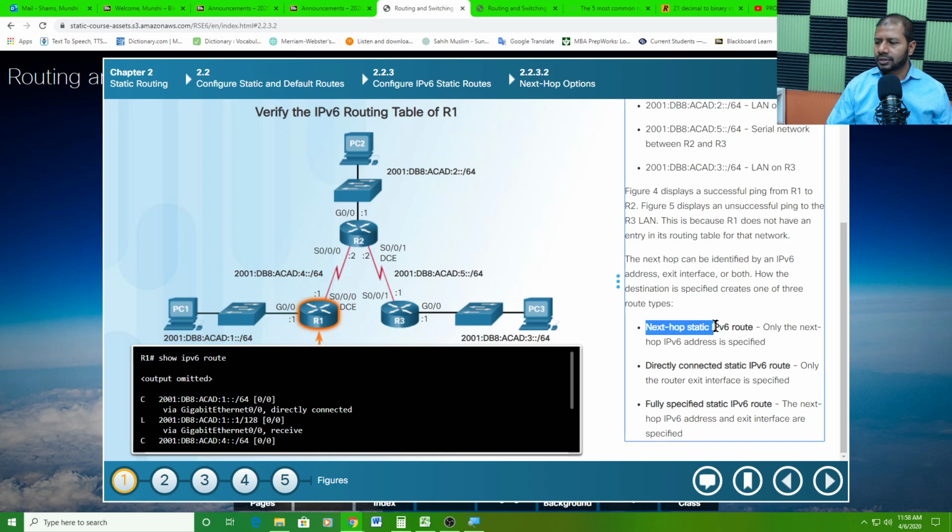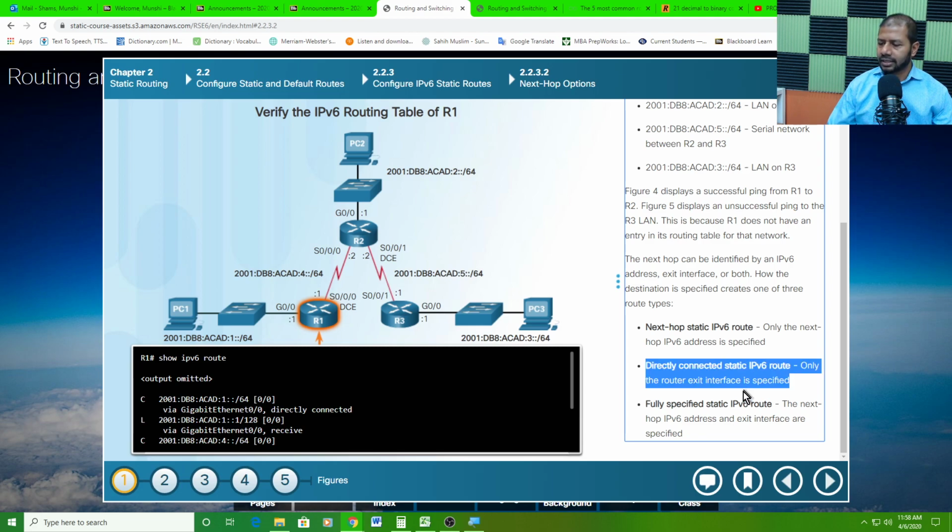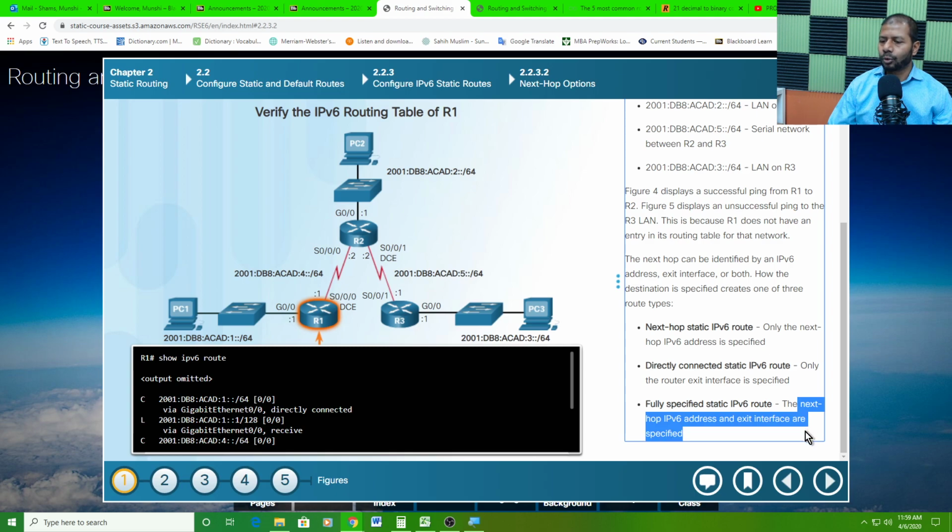So next hop static IPv6 route. Here you're gonna be writing down your next hop router's IP address. This one you're going to be writing down just the exit interface. Both would work. If you write just the next hop router's IP address, that should work. If you write just the exit interface, that should also work. And again, the third one is fully specified. You're going to write the next hop IP address and the exit interface both, just like you did in the IPv4.